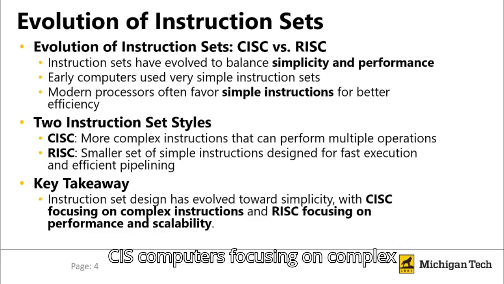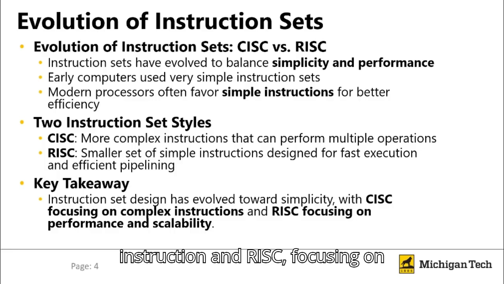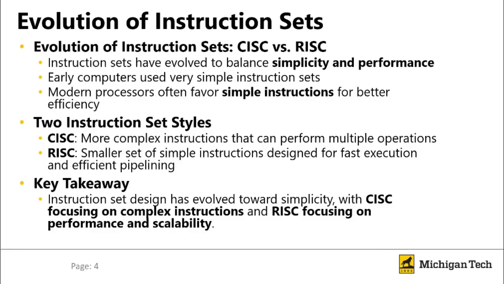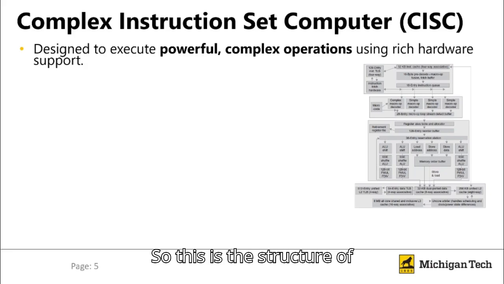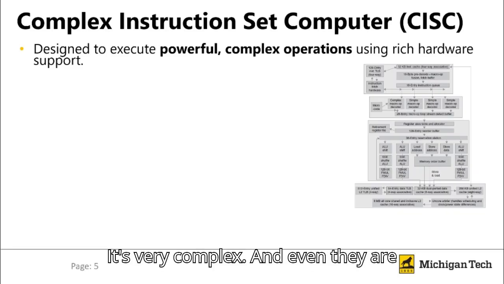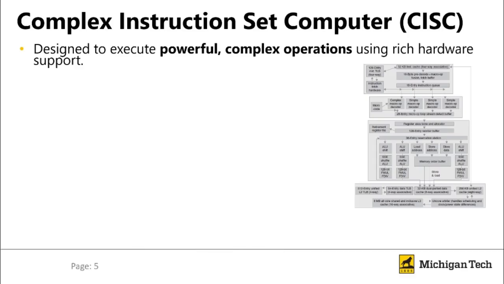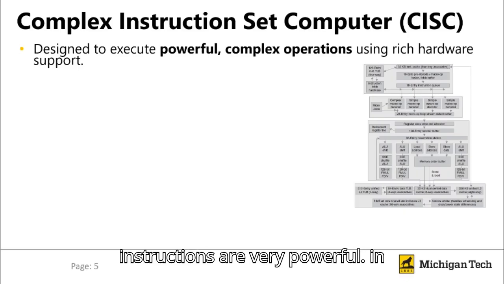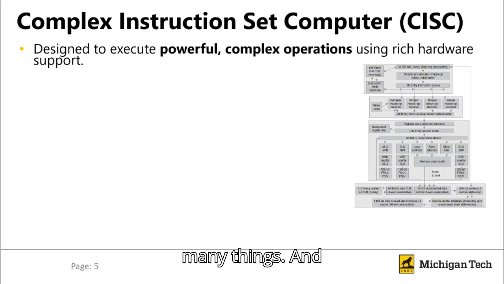CISC computers focus on complex instructions, and RISC focuses on performance and scalability. So this is the structure of i7. This is a CISC computer. It's very complex. And even though they are modules, each of those is so complex. Instructions are very powerful in a CISC computer. Each one instruction can do many things. And you can actually have one very rich hardware as well.